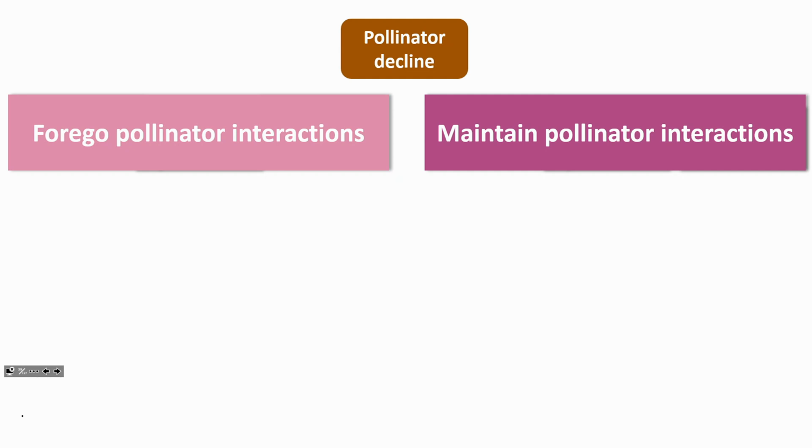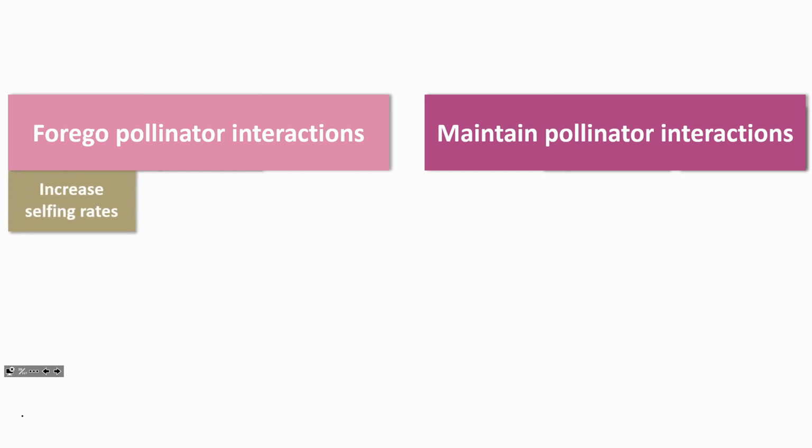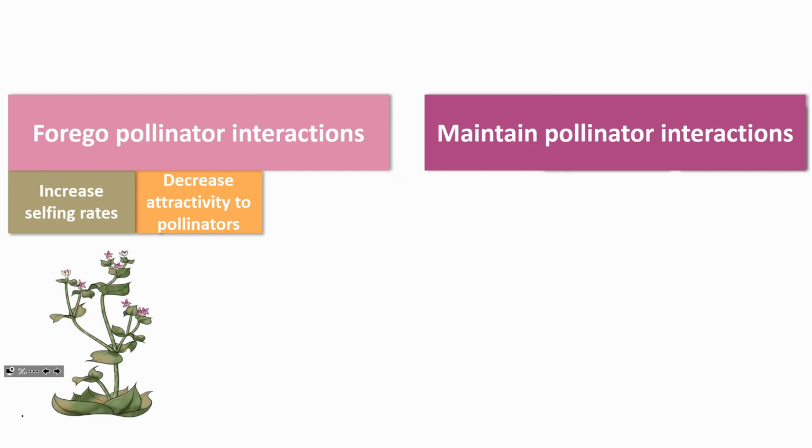So specifically, to how pollinator decline affects the evolution of flowering entomophilous plants, we have two mutually exclusive hypotheses. On one hand, plants can forgo pollinator interactions, meaning that they will increase their ability to self-pollinate, so they don't need the pollinator services to reproduce. This is often accompanied by a decrease in the plant attractivity to pollinators, meaning that they produce fewer flowers, that are not as intensely colored, that they offer fewer rewards, and so on. This is what we call a selfing syndrome.